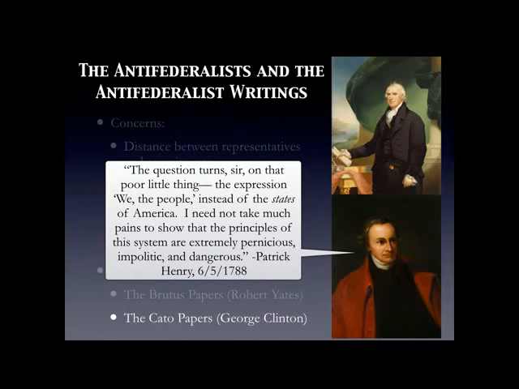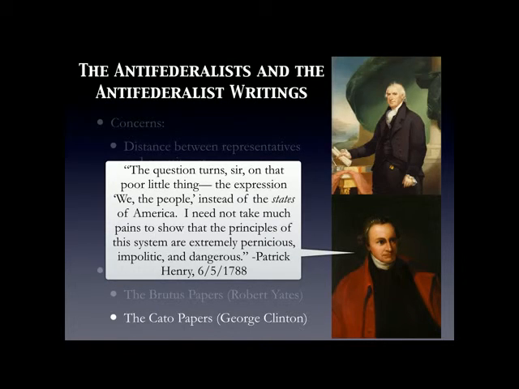The words of Patrick Henry for the people, telling us that excluding states from government and taking a focus on the majority and taking a focus on the individual over the state entity, which had up to that point been the guarantor of most freedoms, would be dangerous.